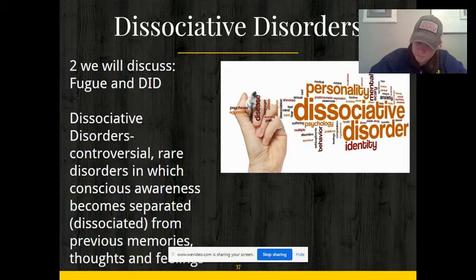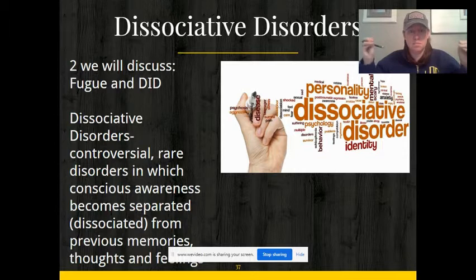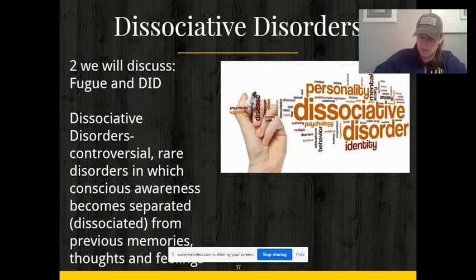Rare disorders in which conscious awareness becomes separated. You know conscious awareness, go back to unit 2 on consciousness, like being aware, being in it. That's where the word dissociative comes from. Conscious awareness becomes separated from previous memories, thoughts, and feelings.